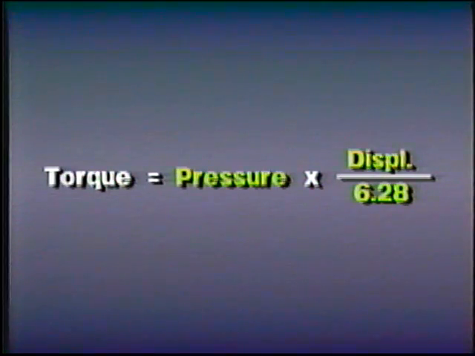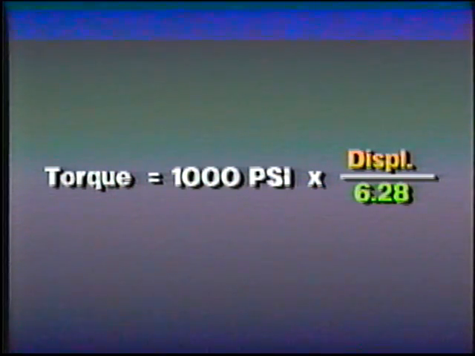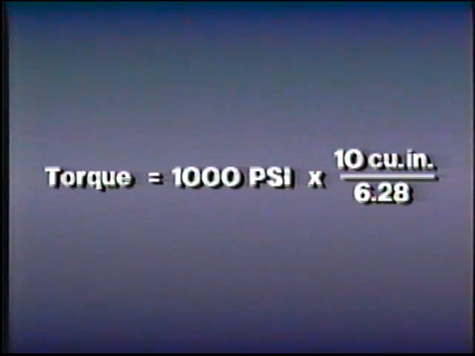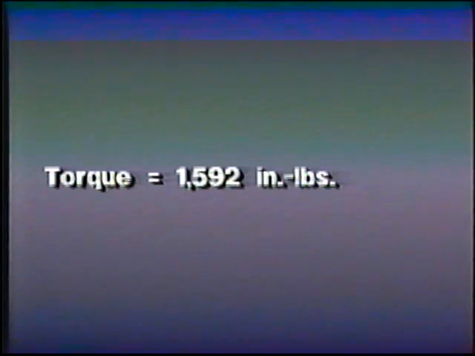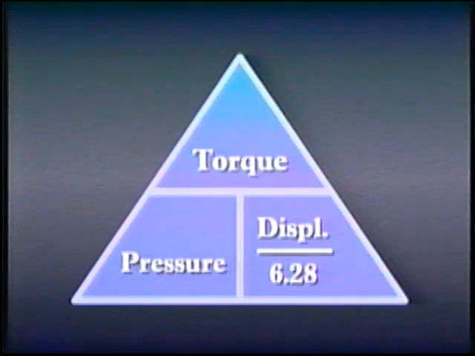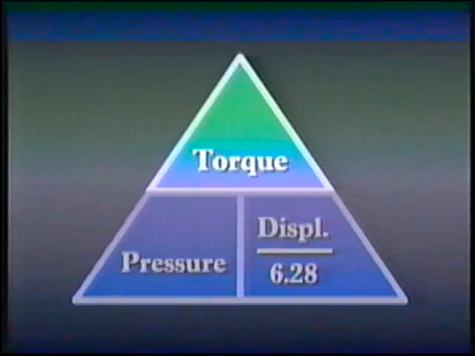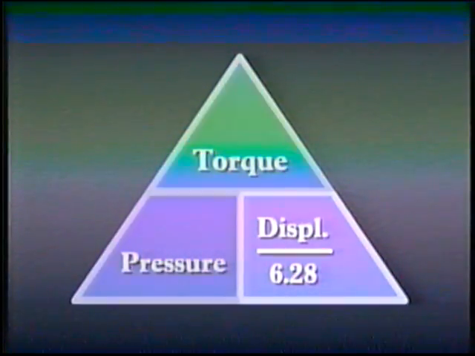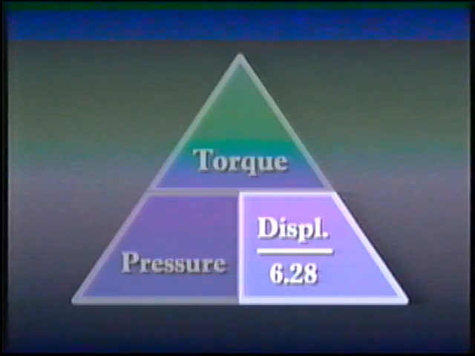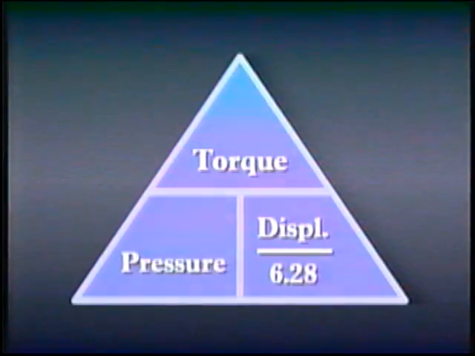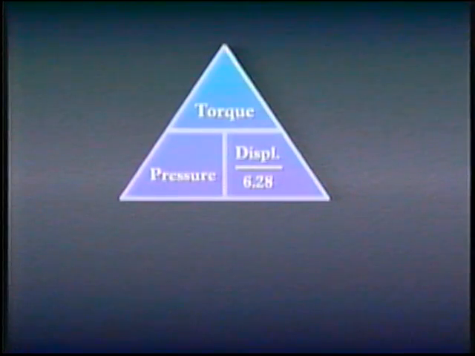For example, if the pressure is 1,000 pounds per square inch and the displacement of the motor is 10 cubic inches, then the torque is 1,000 times 10 divided by 6.28, or a little more than 1,592 inch-pounds. The force triangle for linear actuators can be adapted for use with rotary actuators. Force becomes torque, and area becomes displacement divided by 6.28. Just as before, we cover up what we are looking for.